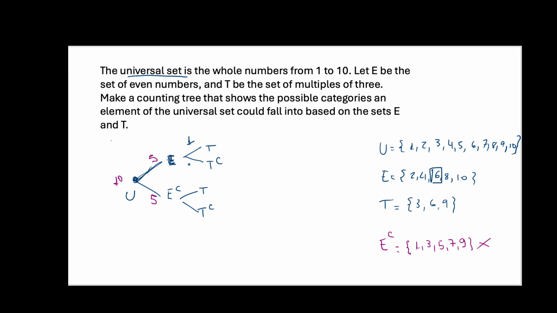Do I need to go and check who's T complement? Who's inside the even numbers that is not a multiple of 3? Or could I just use one of the rules? Just the rules, right? So I know that 4 will not be a multiple of 3, because 1 plus 4 needs to sum up to 5. Okay?